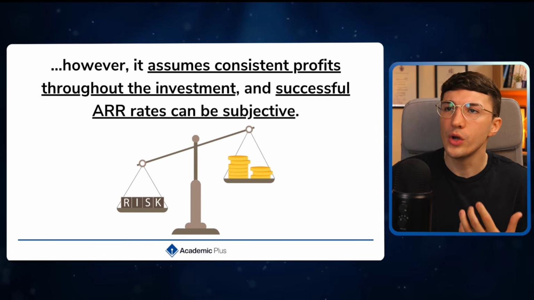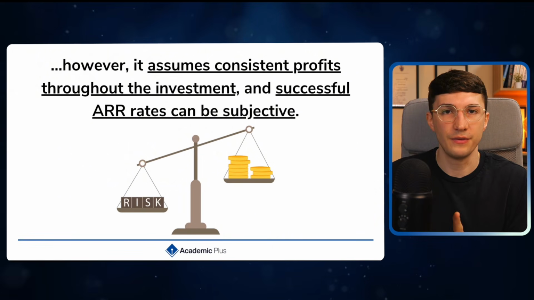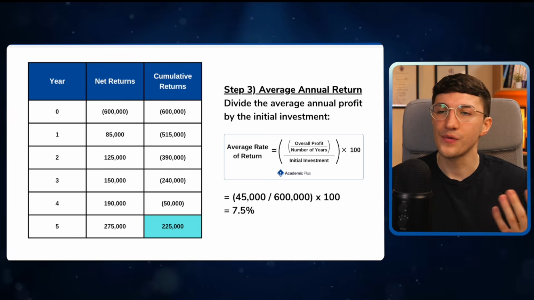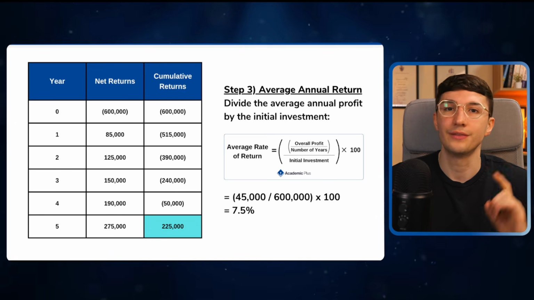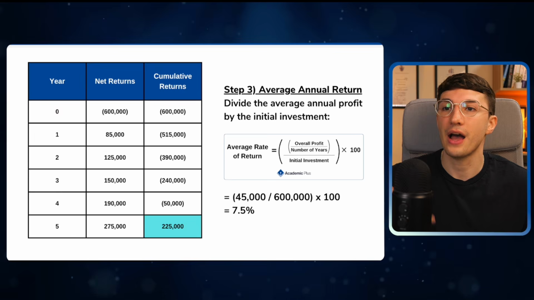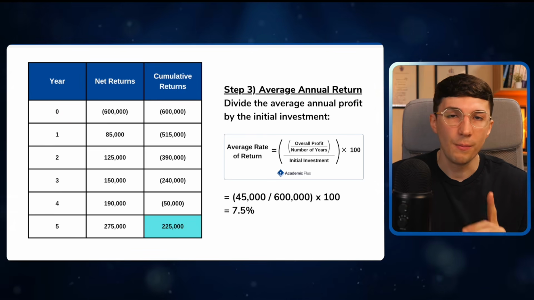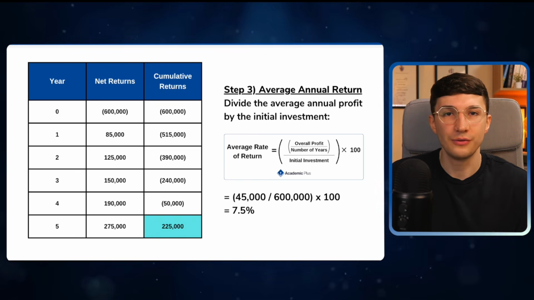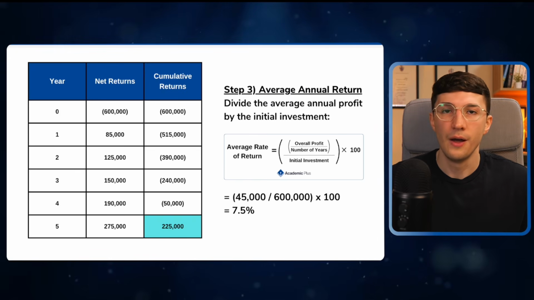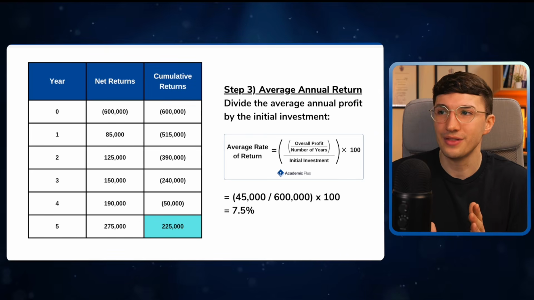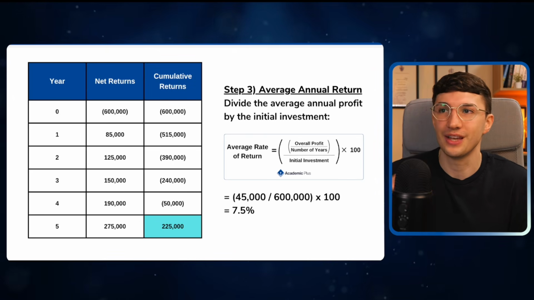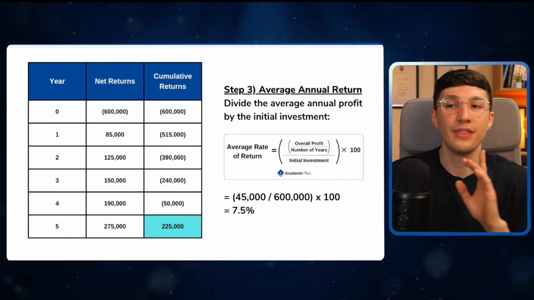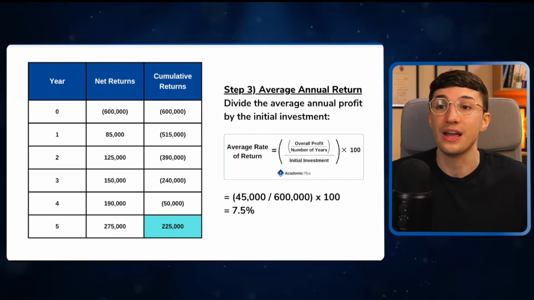However, the problem is that we are assuming consistent profits throughout the investment. Don't worry, I'm going to come back to this slide. But as you can see here, our average rate of return tells me I'm going to be making 7.5% per year from that initial investment. The problem with that is when we look at this data, we can actually see it's not until the 5th year until I make any profit. But that 7.5% is assuming that I'm making 7.5% profit compared to that initial cost every single year. And that's not true because I'm only making profit within the 5th year.